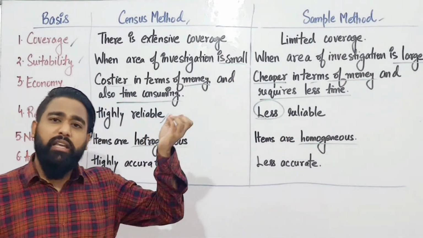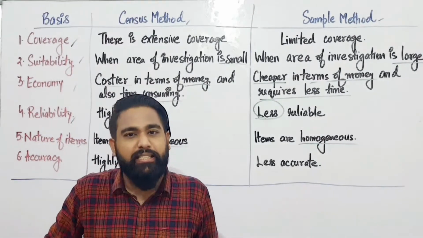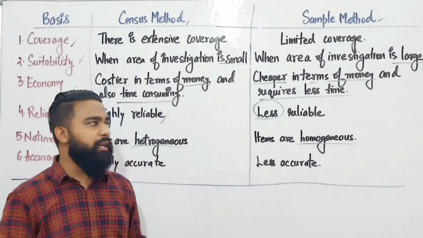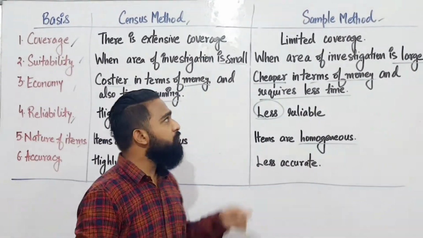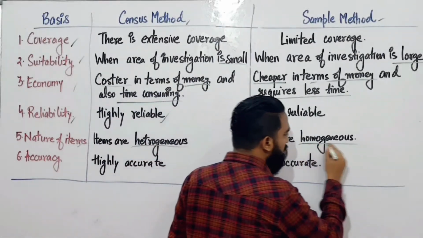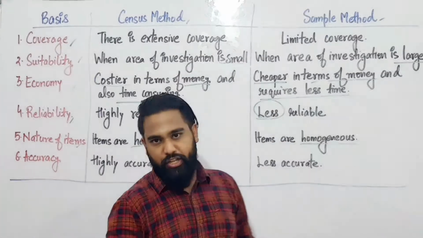Most of them have equal qualities. So we take only a few elements which have the common qualities and then we do the survey. So we do the sample survey when the items are homogeneous in nature.